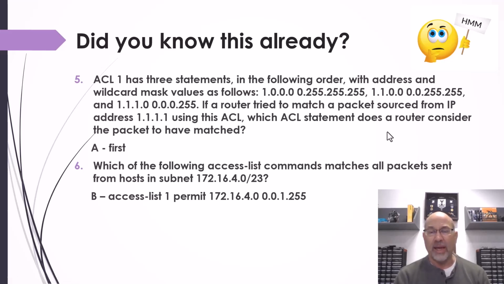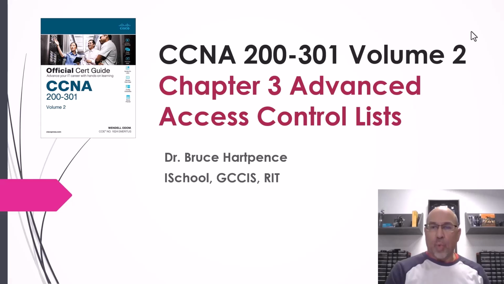Which of the following access list commands matches all packets sent from hosts in a particular subnet? But take a look at that mask. It's a /23. So the trick in this question was to convert it to a base 10 mask and then see what you needed to do. So that would be 255.255.254.0. And so the corresponding wildcard mask would be B, 0.0.1.255.